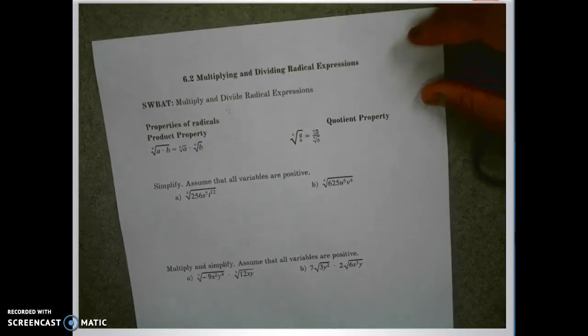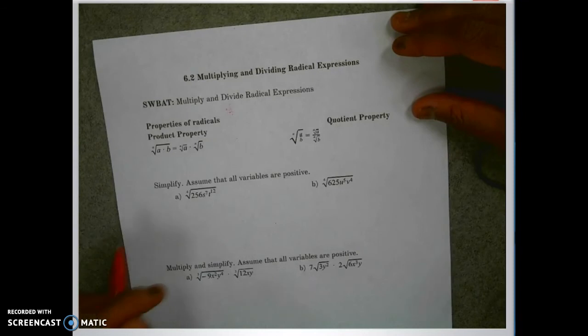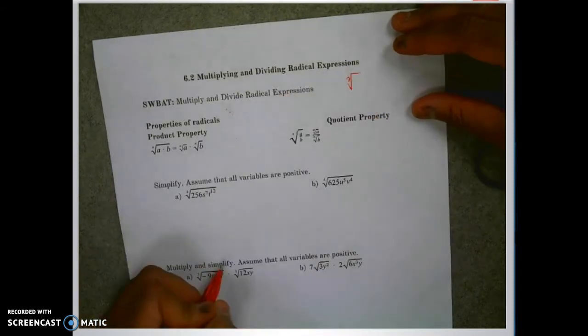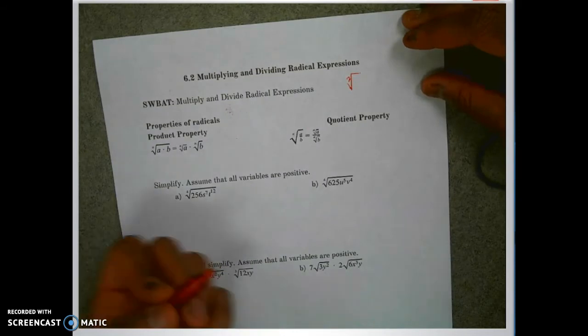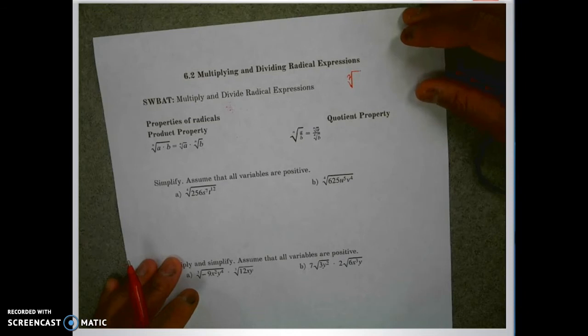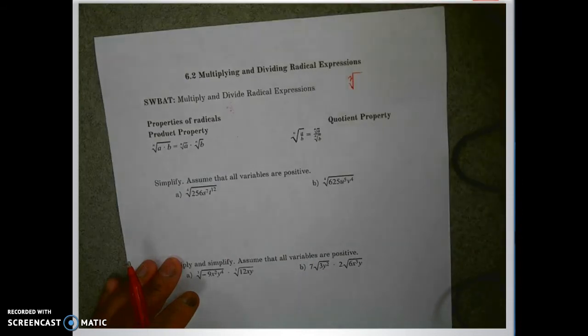And then just as somewhat of a flashback, square roots are like this, but what we don't write is the 2 on the inside, because it's just the square root. It's like the common one that no one really needs to differentiate for. So for our first example, we are going to simplify and assume that all variables are positive.